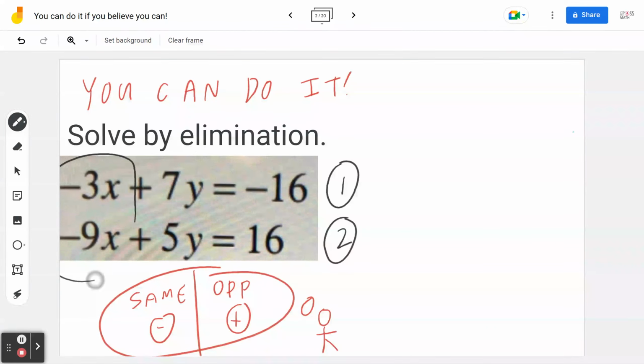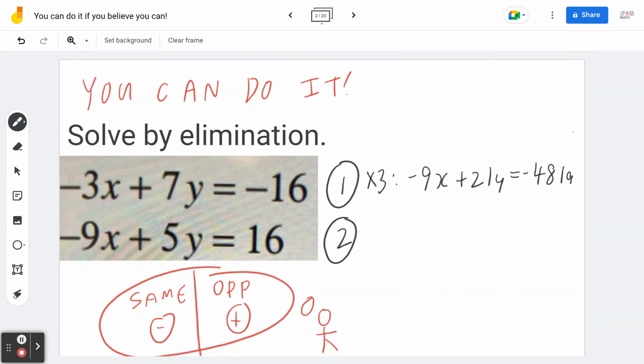So by inspection, there's a negative 3x and a negative 9x, and my goal is to eliminate x. So I'm going to multiply the first equation by 3. This is going to be 3 times negative 3x, negative 9x. 3 times 7, that's going to be 21y. 3 times negative 16, which is negative 48. If you like, you can call this equation 1a. I'm going to copy equation number 2 underneath.